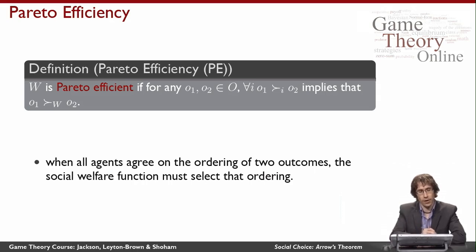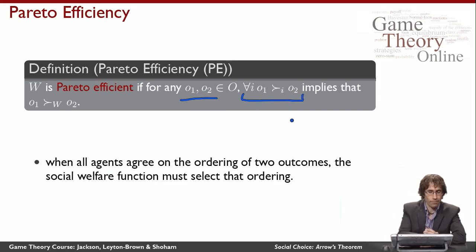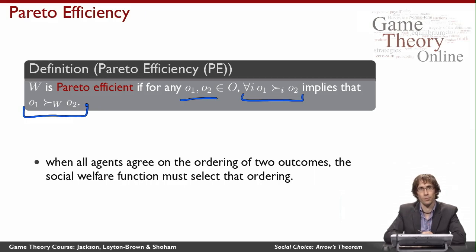So formally, I'll say that a social welfare function W is Pareto efficient if for any pair of outcomes O1 and O2 from the set of outcomes, if it's the case that for all agents I, outcome 1 is preferred to outcome 2, then it must be that the social welfare function also chooses O1 preferred to O2.